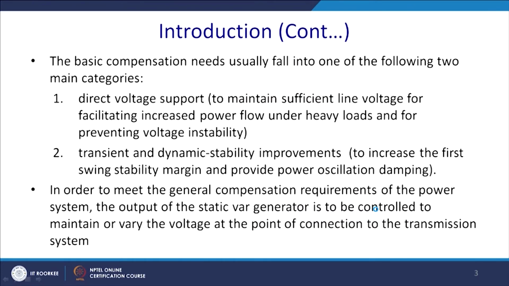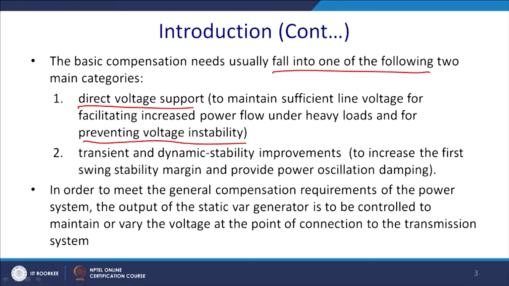So, the basic compensation needs usually fall into the following two categories. One, direct voltage support to maintain sufficient line voltage, facilitating an increase in the power flow under heavy load and preventing voltage instability. Another is transient stability: the transient and dynamic stability improvement to increase the first swing stability margin and provide damping to the power oscillation.